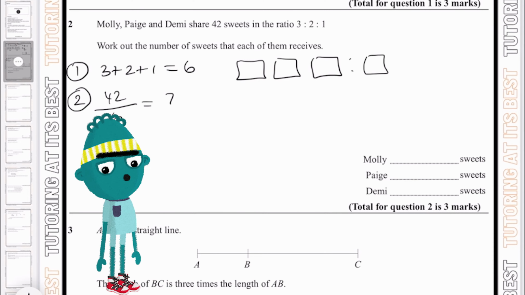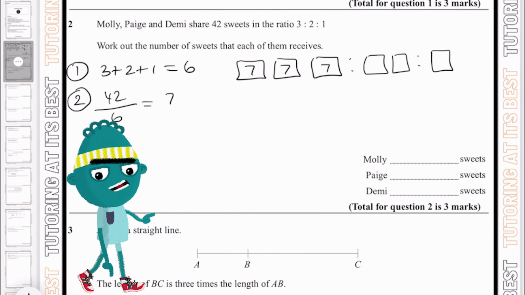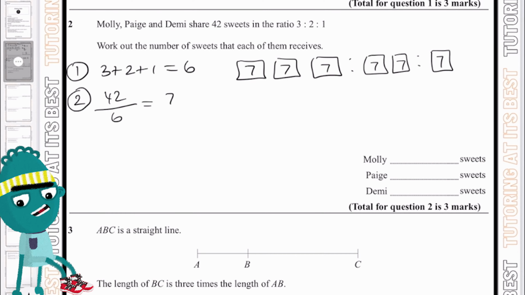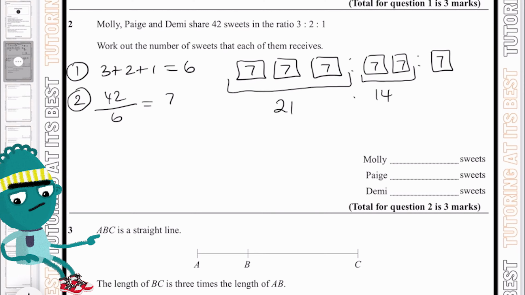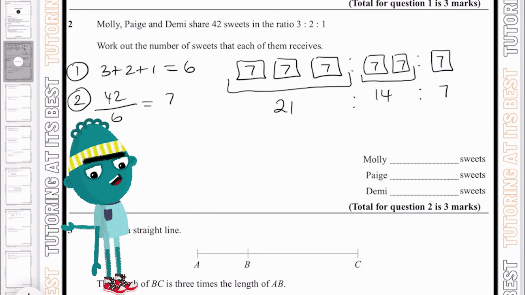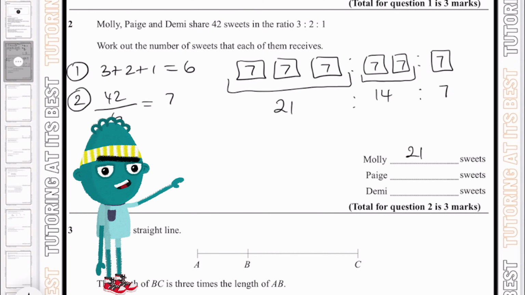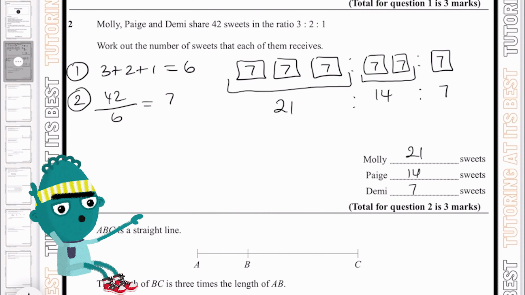So we've got 3:2:1. So let's go ahead and write out 7 in each of these boxes here. And now that we've done that, let's go ahead and multiply them out. So for Molly, we're going to multiply 7 by 3, which gives us 21. With Paige, we're going to multiply this by 2, which gives us 14. And for Demi, we're going to keep it the same, and that's going to be 7. So now we know Molly gets 21 sweets, Paige gets 14 sweets, and Demi gets 7 sweets.